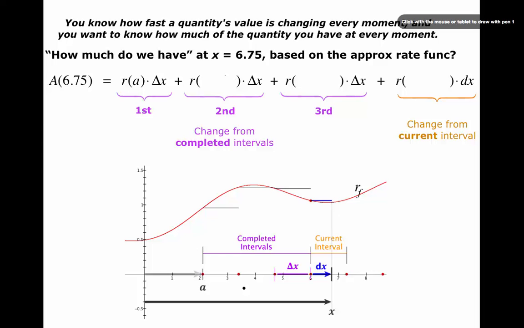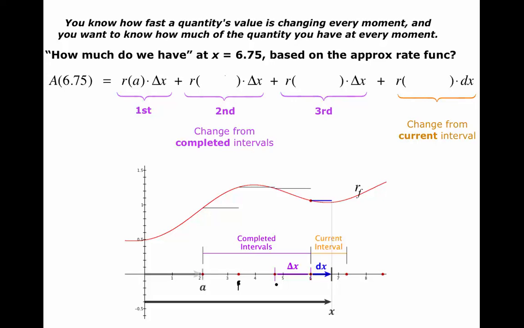Any idea what we should plug into the rate function to get this second constant rate? 2a. Okay, not bad. Is it 2a? If this from here to here is a, is this 2a? She's got the right idea. Instead, it should be a what? Plus delta x. Do you see that a plus delta x gets you to that x value right there?